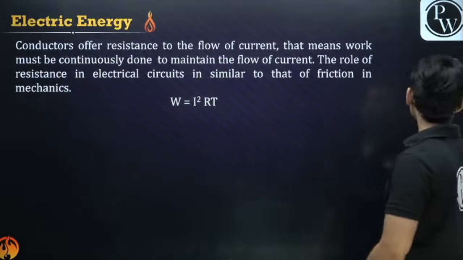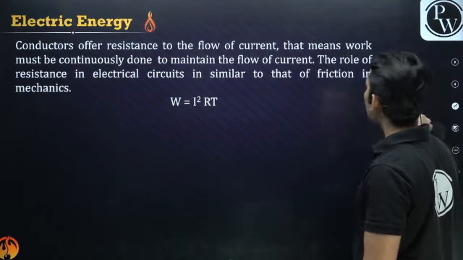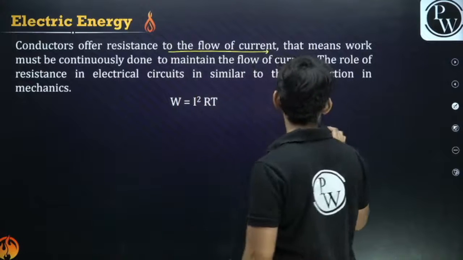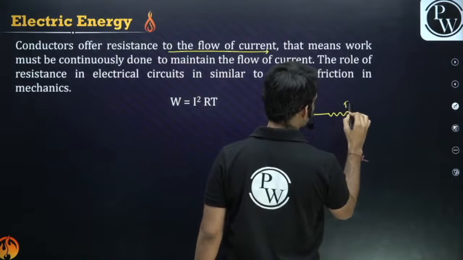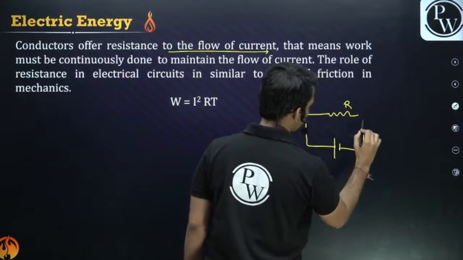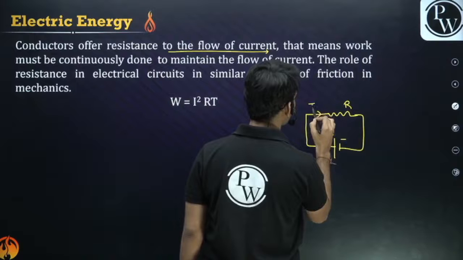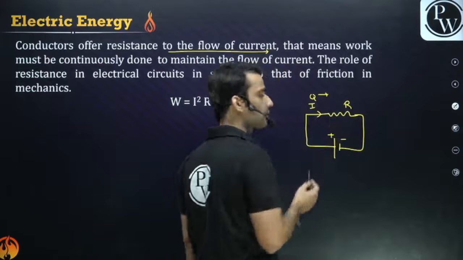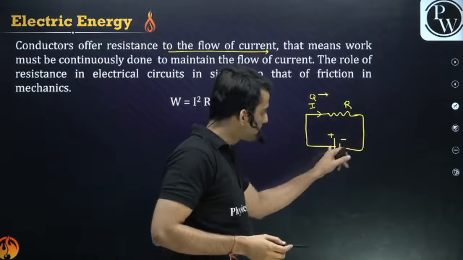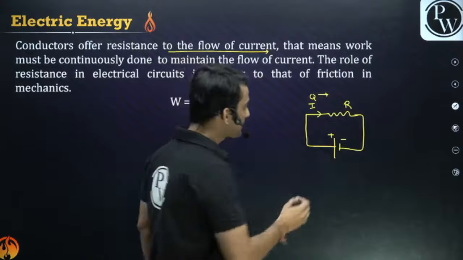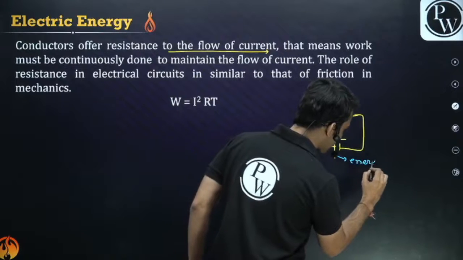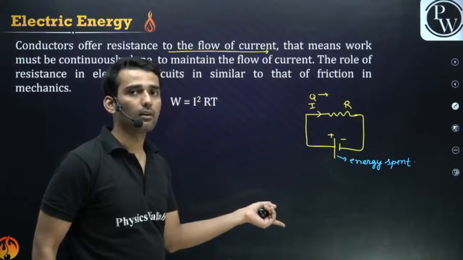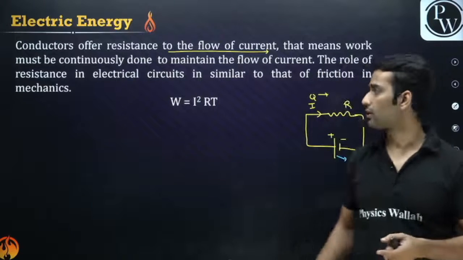Now what is electrical energy, guys? I have told you conductors offer some resistance to the flow of current, right? For example, if there is a resistance in a circuit and the battery is applied, the current or some charge will flow. Don't you think so? The battery has to spend some energy in doing this work. It has to do the work to make this charge flow. So that means the energy is spent by the battery. Here energy is spent by the battery, so that energy is electrical energy.